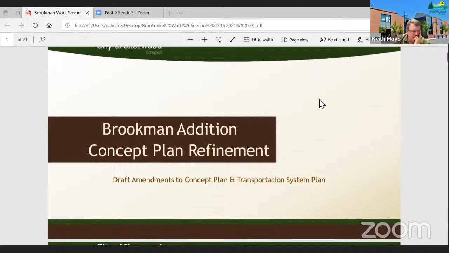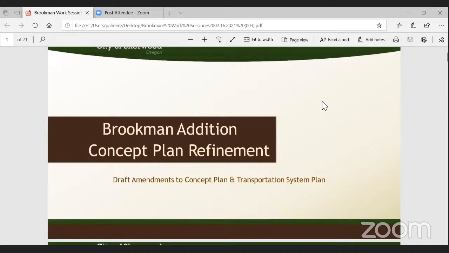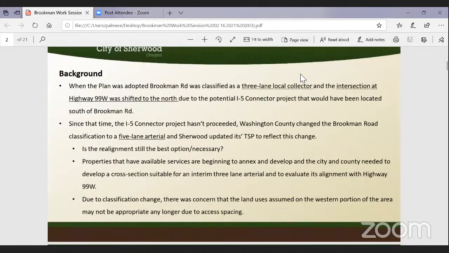Erica? Great. Good evening, councilors and commissioners. Tonight, we're just going to go over the Brookman Addition Concept Plan and review Planning Commission's recommendations, as well as touch on some of the questions that came up at our previous meeting in December. So just a little background, and I know that you received all these slides last week as well. Some of them I might go through fairly quickly.